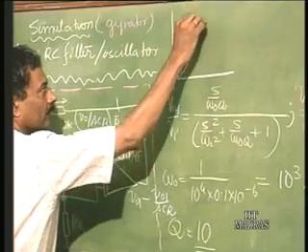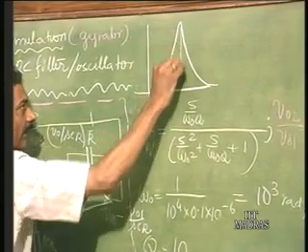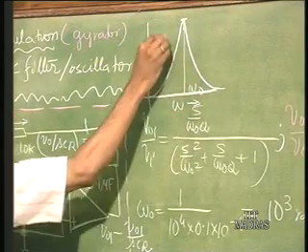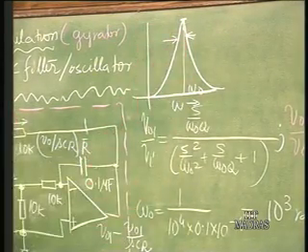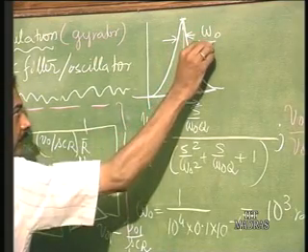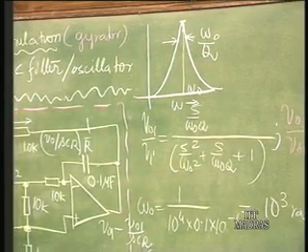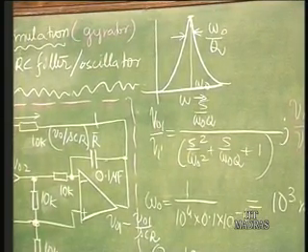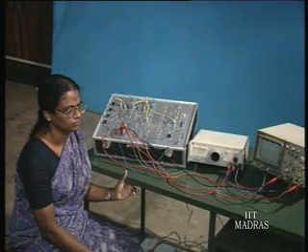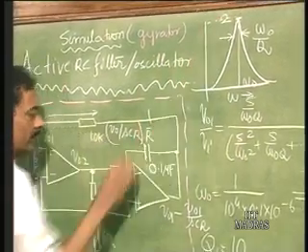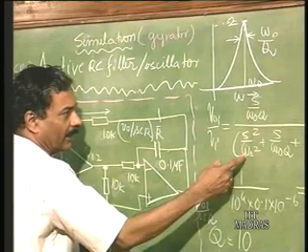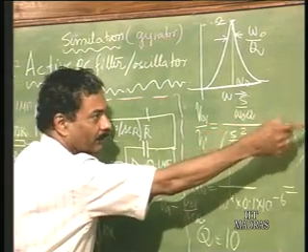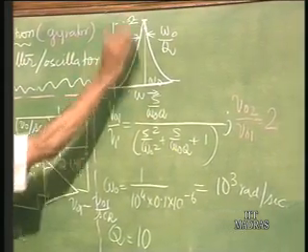So, if you obtain the response of this at omega naught, it will peak, and the bandwidth is going to be omega naught by Q. In this case Q is 10, therefore, omega naught by 10 is the bandwidth. This we will see in the experiment. If I take the output here, the peak gain here is going to be 2, because at band pass at omega naught, the gain of V naught 1 by V I is going to be 1, and V naught 2 by V naught 1 is going to be 2. So, this is going to be 2.